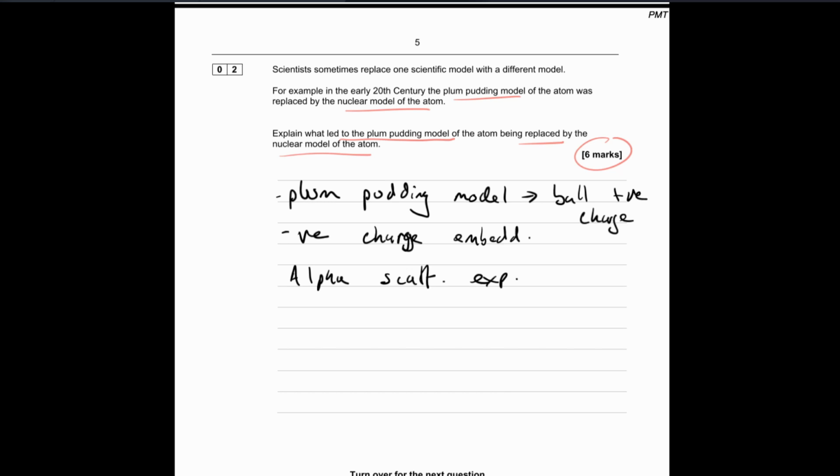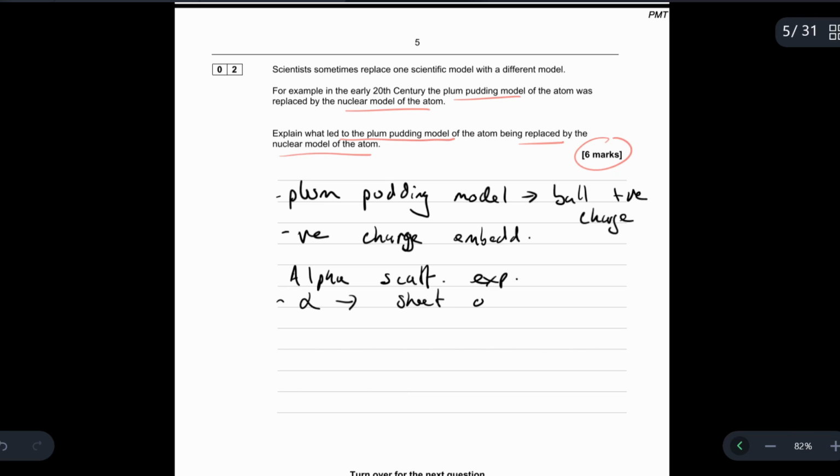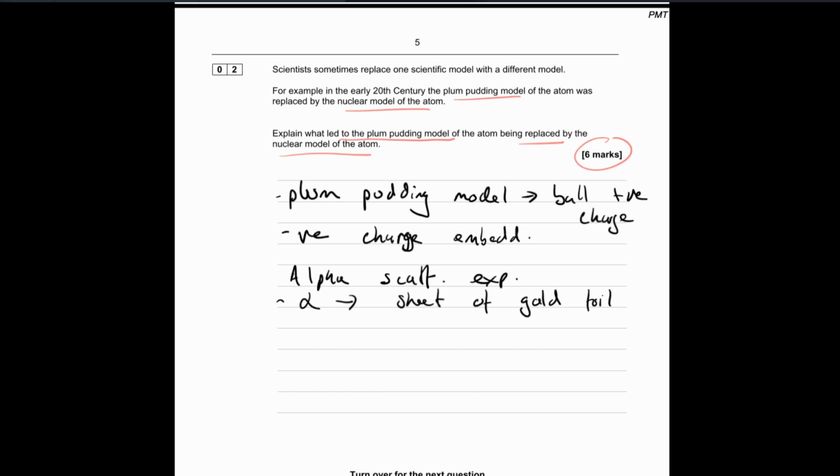Well, let's describe what happened. Essentially, we had alpha particles directed at a sheet of gold foil. And then what were the observations once we shot the alpha particles at the gold foil? Well, most of them went straight through the gold foil.